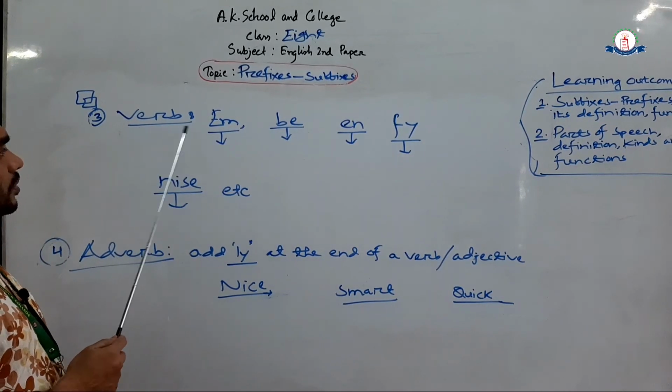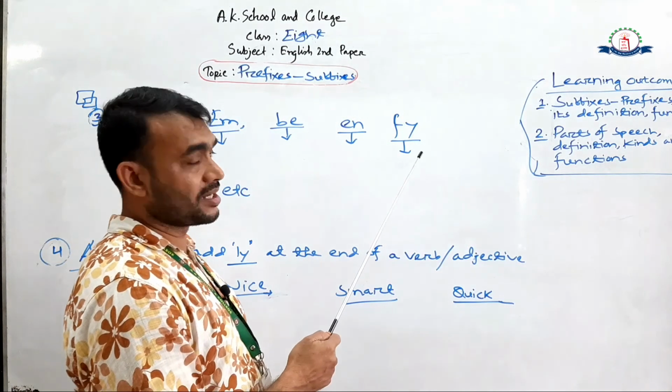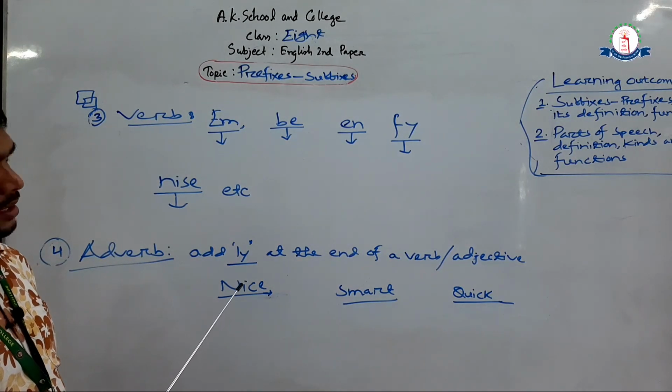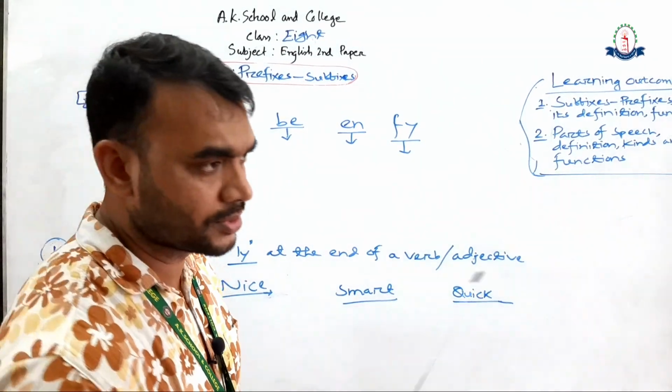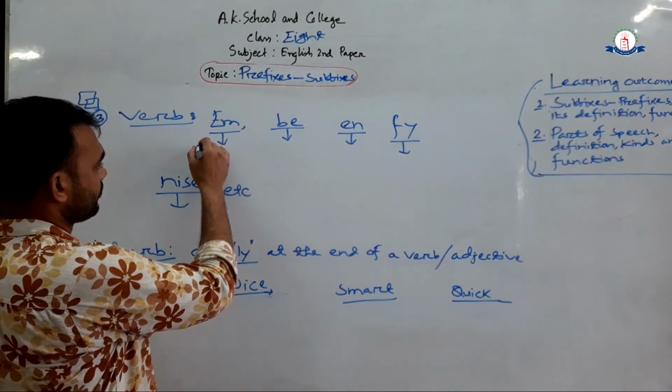Here, whenever you get -em, -be, -en, -fy, -ise, etc. at the beginning or at the end of a word, it is called a verb. Okay, I will take some examples. Look at the board, please. Here, em.